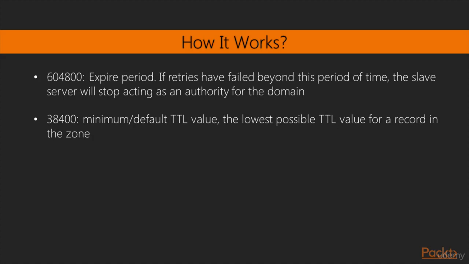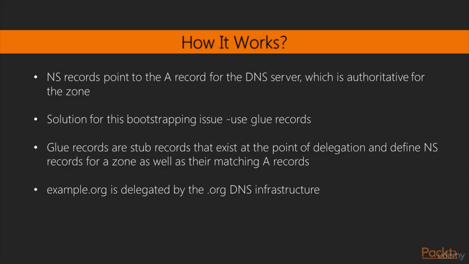38400. This is the minimum or default TTL value. According to the RFC, this defines the lowest possible TTL value for a record in the zone. In practice, most DNS server implementations treat this as the default TTL value for records which do not set it explicitly. The next two items define the same information in two separate places.